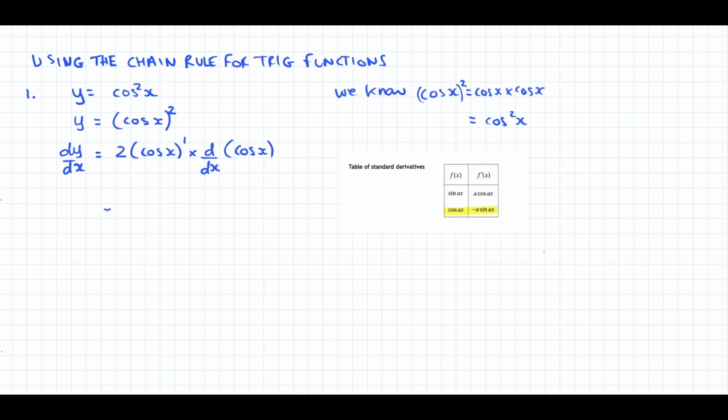So we have over here 2 cos x, because cos x to the power of 1 is just cos x. Differentiate cos x and you get negative sine x. Now that's negative 1 sine x, so that is equal to negative 2 sine x cos x. And that's us finished that one.